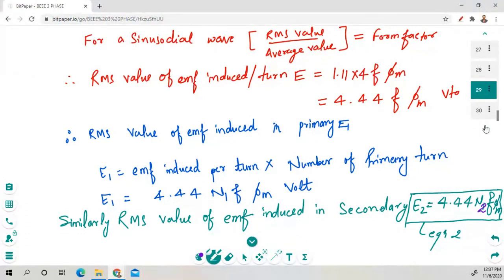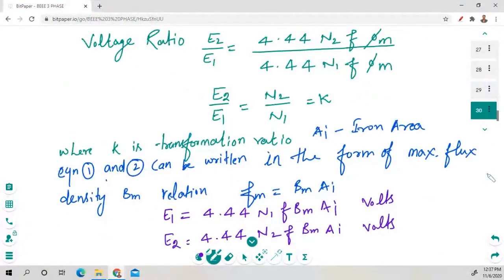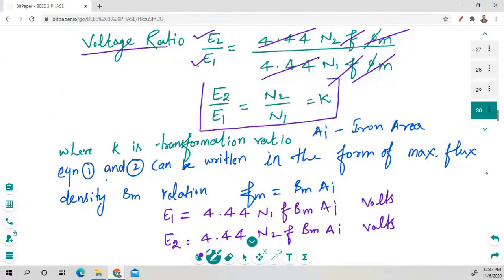Okay, now we have to calculate the ratio of this EMF, output divided by input. This is the secondary side EMF, and this is the primary side EMF. All the terms will cancel out, so this will cancel out, this will cancel out, this will cancel out. So E2 upon E1 is equal to N2 upon N1. It is represented by K. K is the transformer ratio.